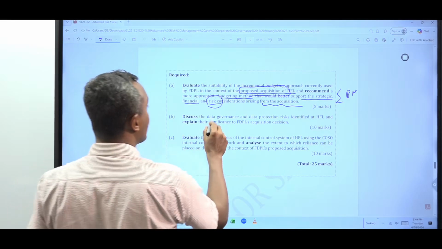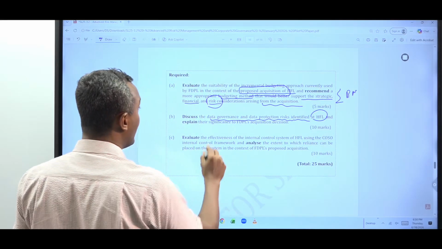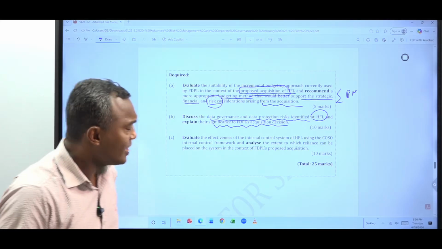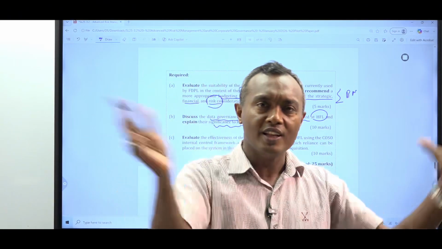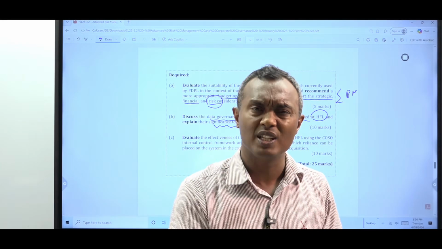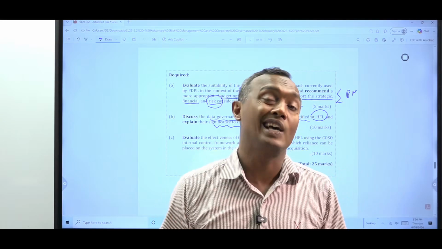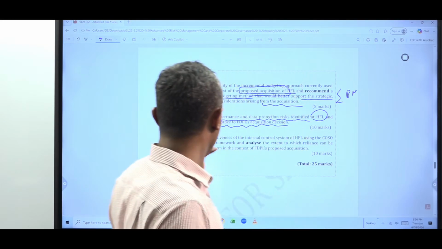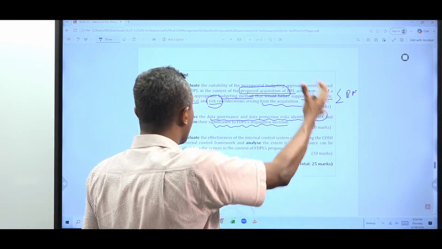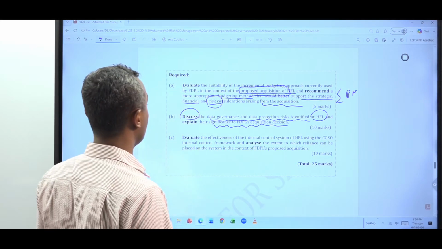Same, the second one: discuss the data governance and data protection risks identified in this company and explain their significance to the acquisition decision. What is that? Again, if you read the case study, they will talk about some data issues, data leakage, accessibility issues, all of that. And in Sri Lanka, as we speak, the Data Protection Act is there. So if they are weak, especially in data, they are also exposed to cyber security risks, right? When it comes to acquisition, it's very important that they address this data governance and data protection risk.